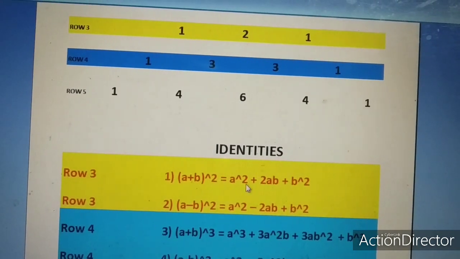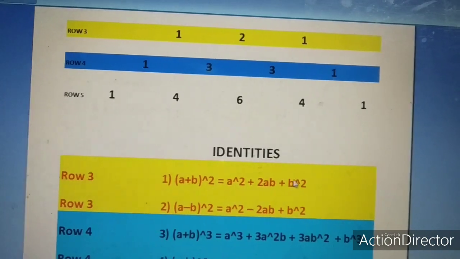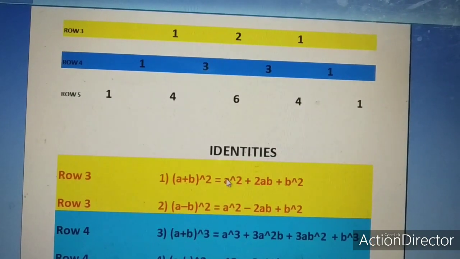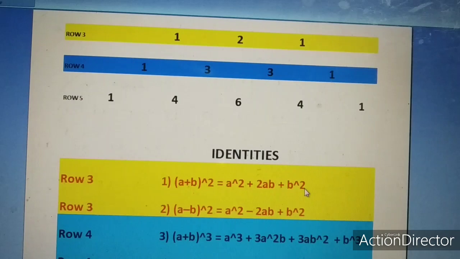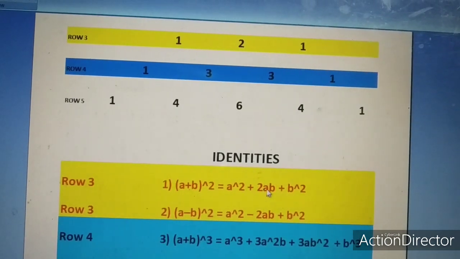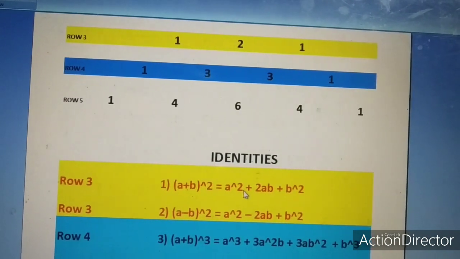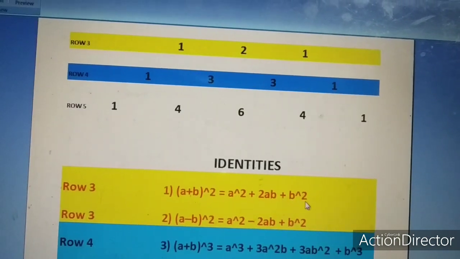And always one more thing you have to remember. The power of a always goes in descending order, and the power of b always goes in ascending order. So power of a is 2, next will be a power 1, next will be a power 0. Here power of b is 0, next is 1, next is 2.